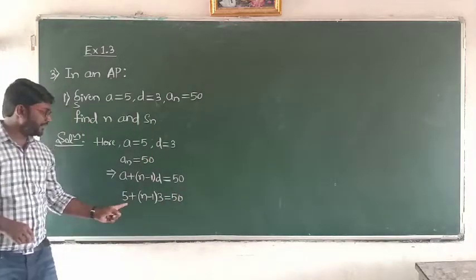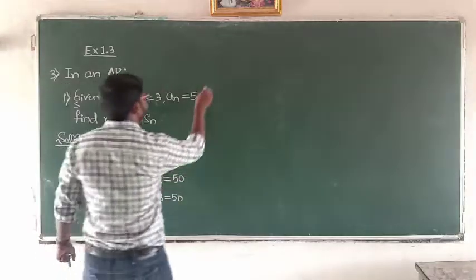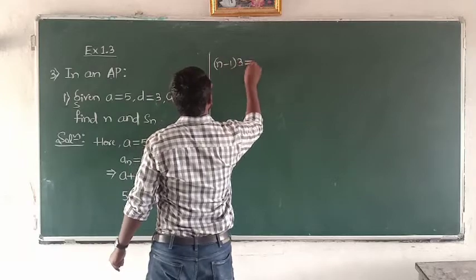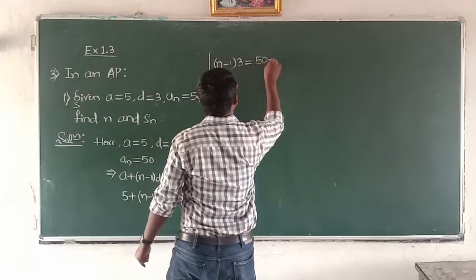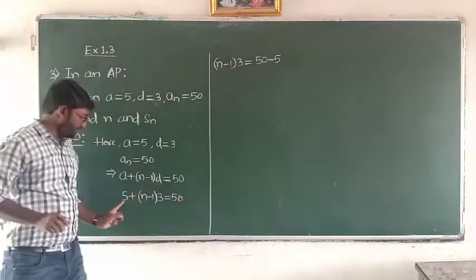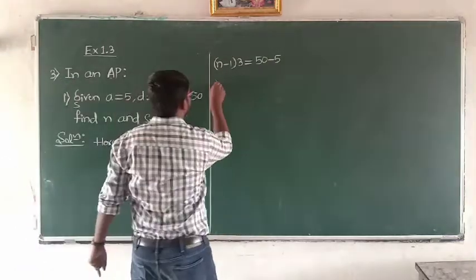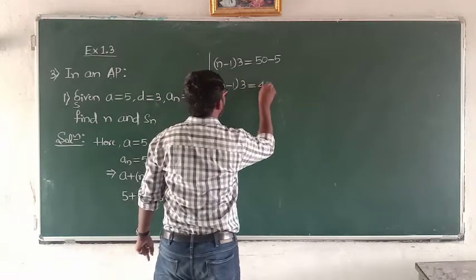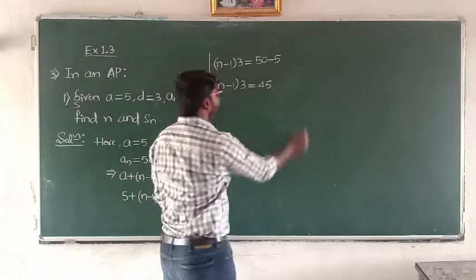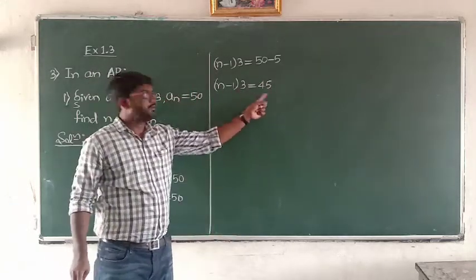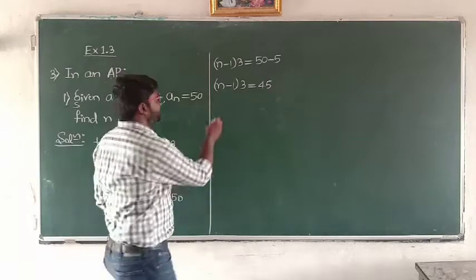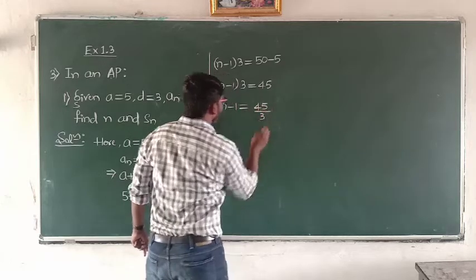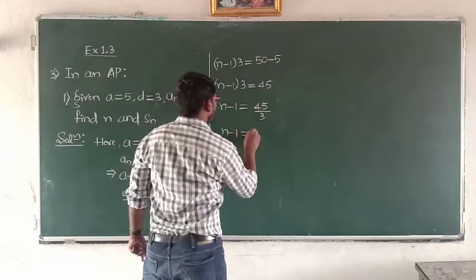Now take 5 to the RHS, it becomes minus 5. (N minus 1) into 3 is equal to 50 minus 5, that is 45. Now take 3 to the RHS, it goes to the denominator. N minus 1 is equal to 45 divided by 3. So N minus 1 is equal to 15.